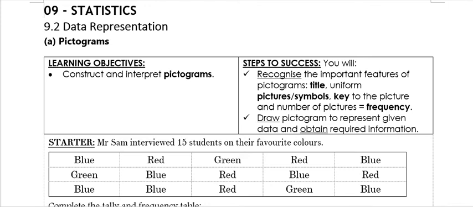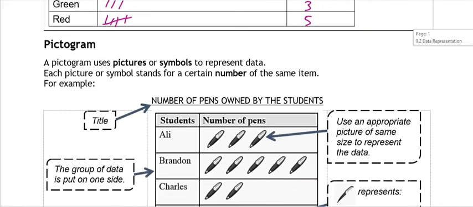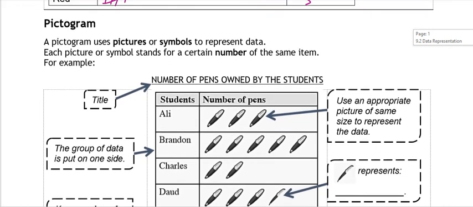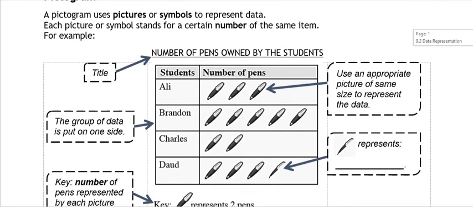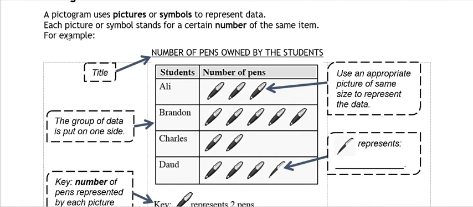So the first one is going to be pictogram. A pictogram uses pictures or symbols to represent data. So you will have what we call a key, and this key is what we call the frequency. All right, so let's see over here. This is the starter, and this one is an example of a pictogram. It uses pictures or symbols to represent data. So each picture or symbol stands for a certain number.